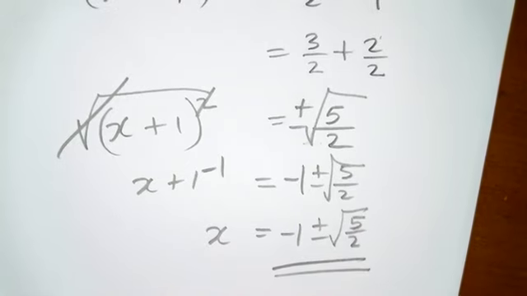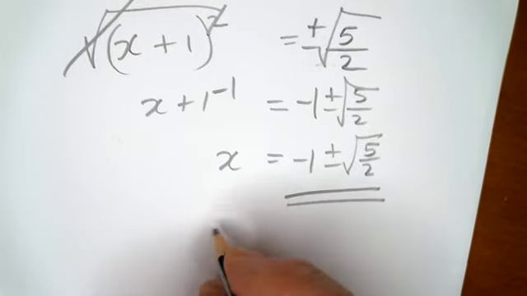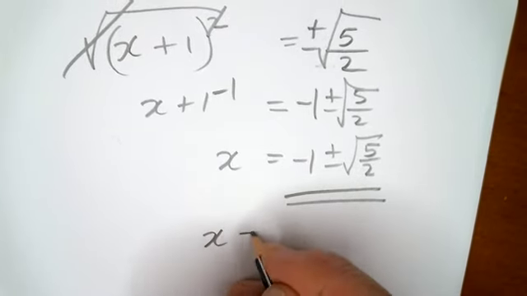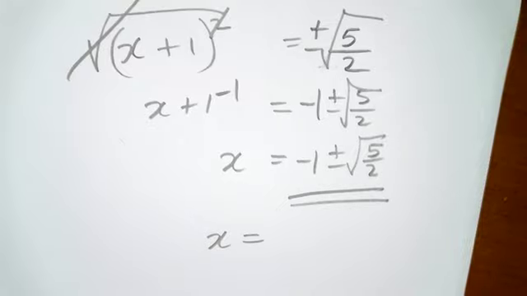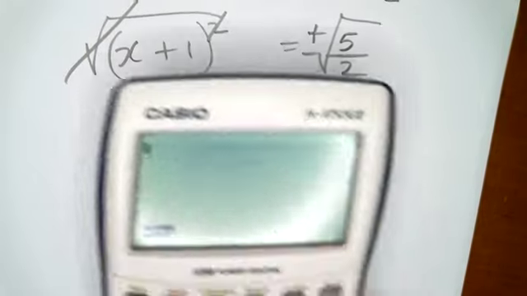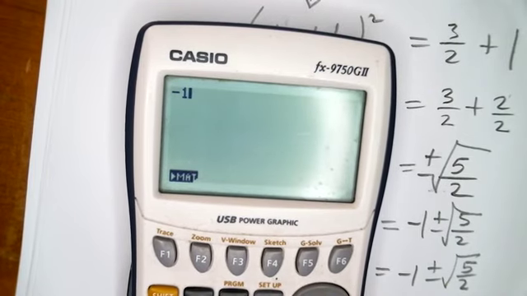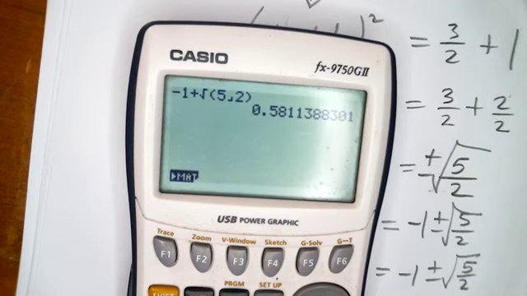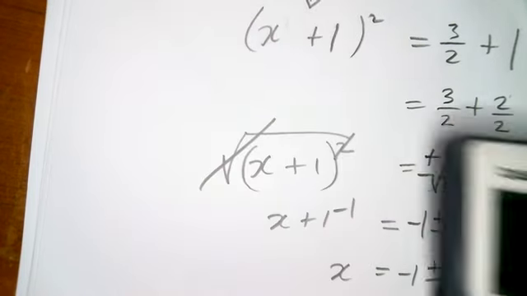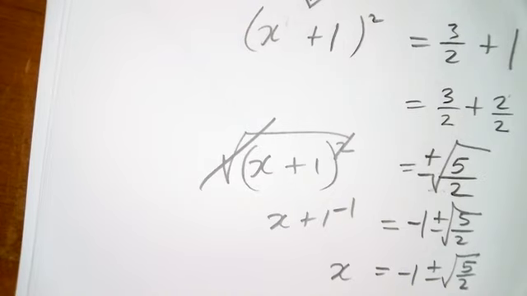Now, of course, they don't want that. They want something a bit different, and that's the decimal form. So let's find out what that is equal to. So x is equal to either one of two things. Let's have a look what that is. So I've got -1, plus, we'll do plus first, and we're going to have the square root of 5 on 2. There it is. And I get 0.58. I'm just writing this in.